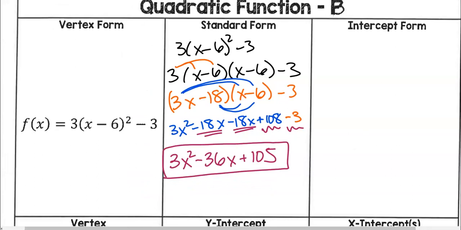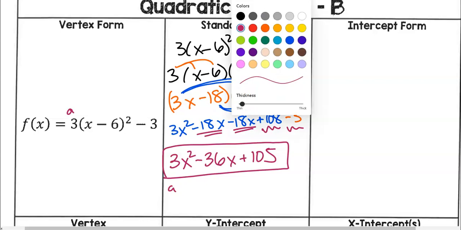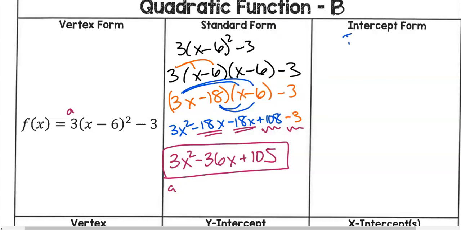Okay. Notice my A value in the beginning was a 3, right? This guy right here. Look at that. My A value is still a 3. Okay. So for my intercept form or my factored form, now we need to factor this to get our x-intercepts. Do you think we have a greatest common factor? Yeah, it's your A value. What's your A value? 3. Divide this whole thing by 3.